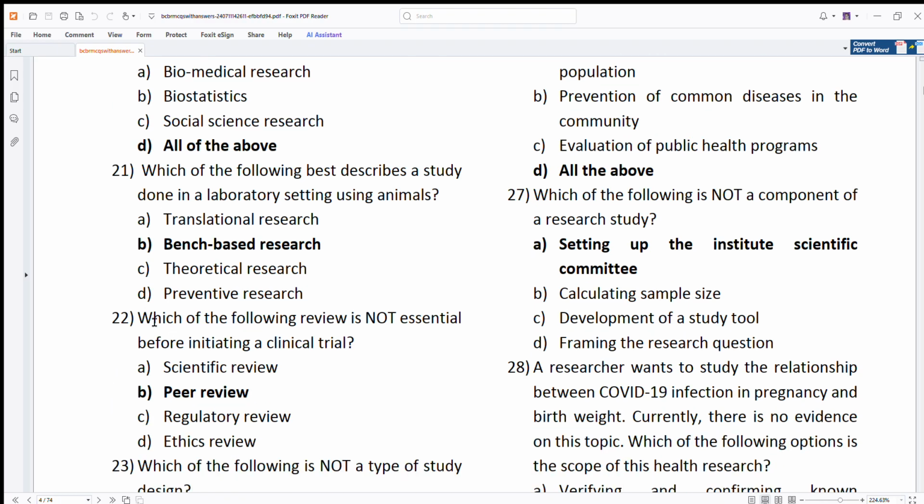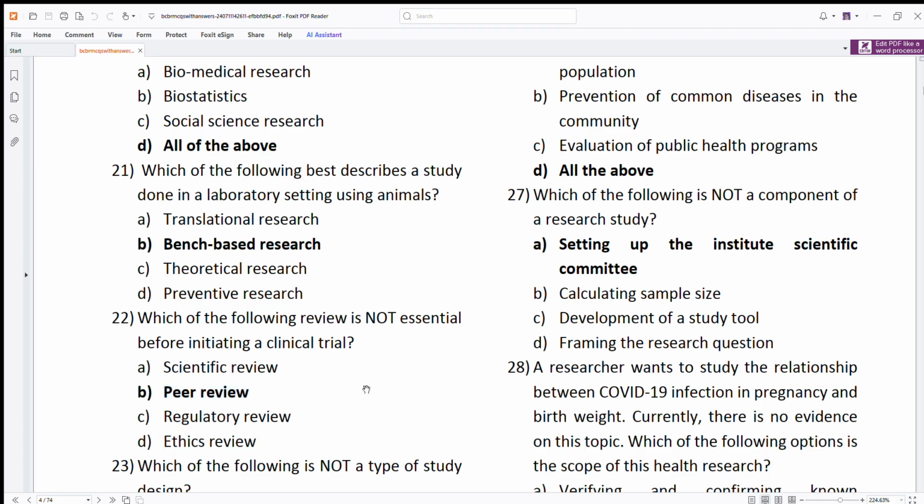Then which of the following reviews is not essential before initiating a clinical trial? Scientific review, yes, it is initial. I did a scientific review. I reviewed the literature. I reviewed a lot of scientific publications, around 200, 300. Peer review is not important. Regulatory review, yes. Ethics review also, yes.